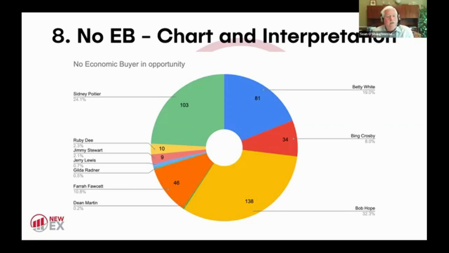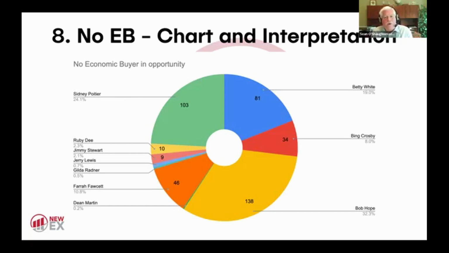Now, look over at Gilda on the left-hand side. Look at Dean Martin, the guy who couldn't show up for work for a week earlier in this presentation. Dean Martin, 0.2% of his deals, so small you can barely see it on the pie chart. He's doing a fantastic job of finding the economic buyer and having an economic buyer meeting. Bob is not. What is Dean doing right that Bob's not doing? So you need to help Bob. You need to help Bing. You need to really help Sydney and Betty, because it just pops right out.